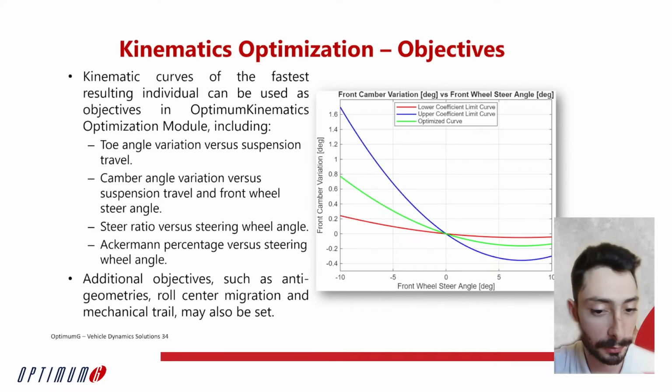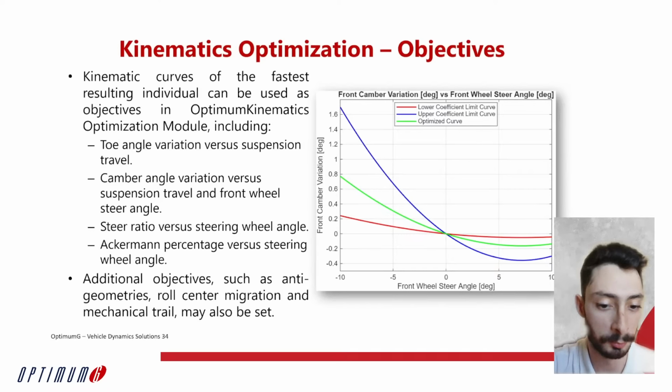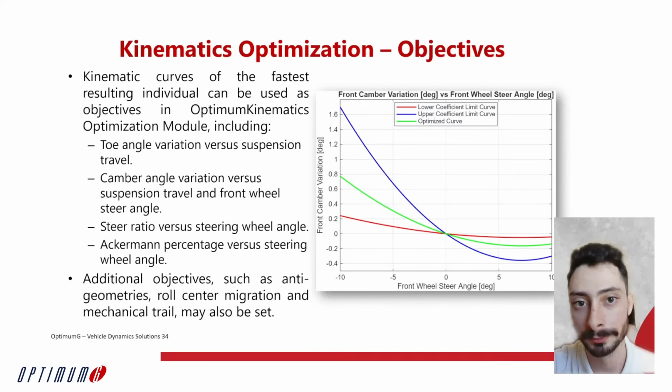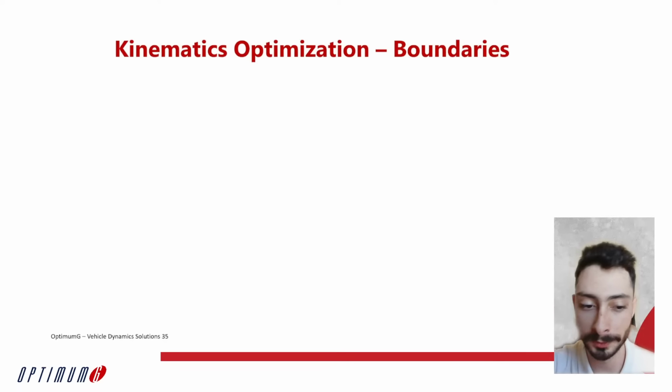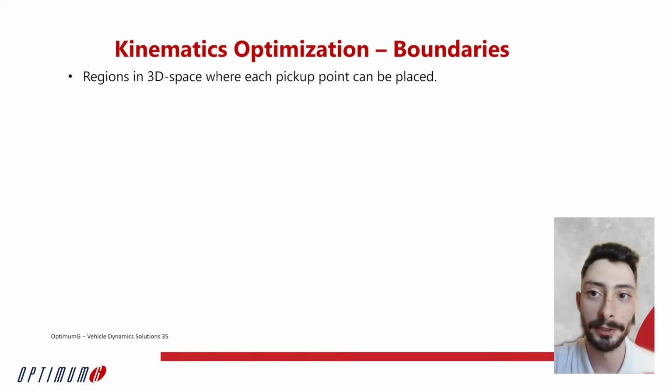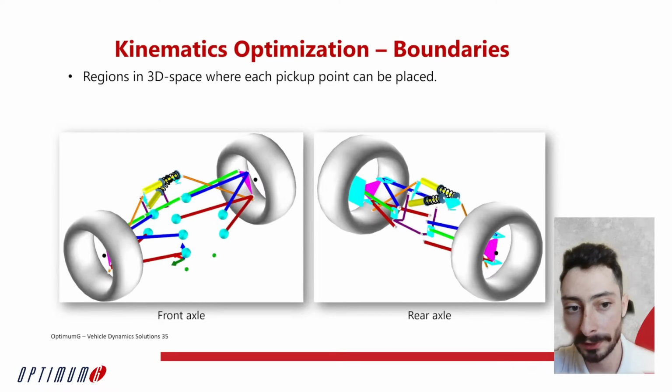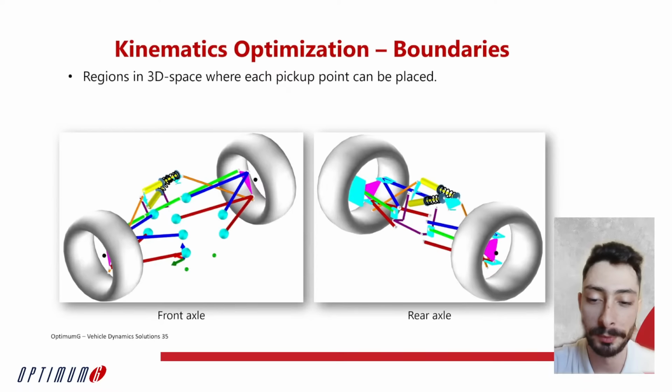And also in OptimumKinematics, you can add some more objectives that are not necessarily considered in the mathematical model of the skid pad optimization, including anti-geometries, roll center migration, mechanical trail, upright geometry stuff, and some other variables as well. So for OptimumKinematics, the way that we're going to start is by defining the boundaries of our optimization, just like our skid pad optimization procedure. Every optimization algorithm needs some sort of boundary, some sort of valid input region that it can search within. And in OptimumKinematics' case, that comes in the form of the regions in 3D space where each of the different pickup points can be placed.